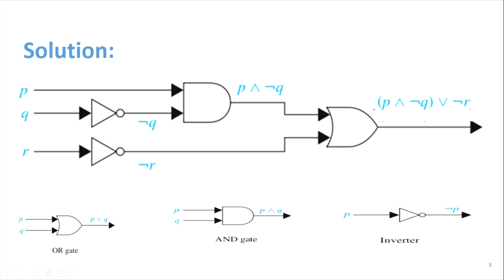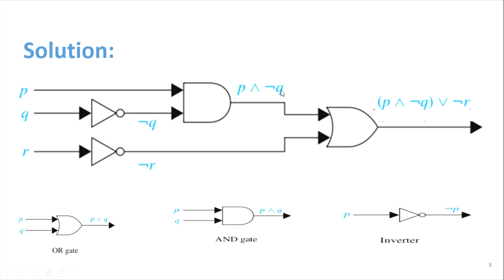First, take note that this symbol is for NOT, the inverter. So this Q signal will become NOT Q, and this R will become NOT R. Next, we have this gate, which is for the AND. The two signals connected here are P and NOT Q. So we can write this as P AND NOT Q.